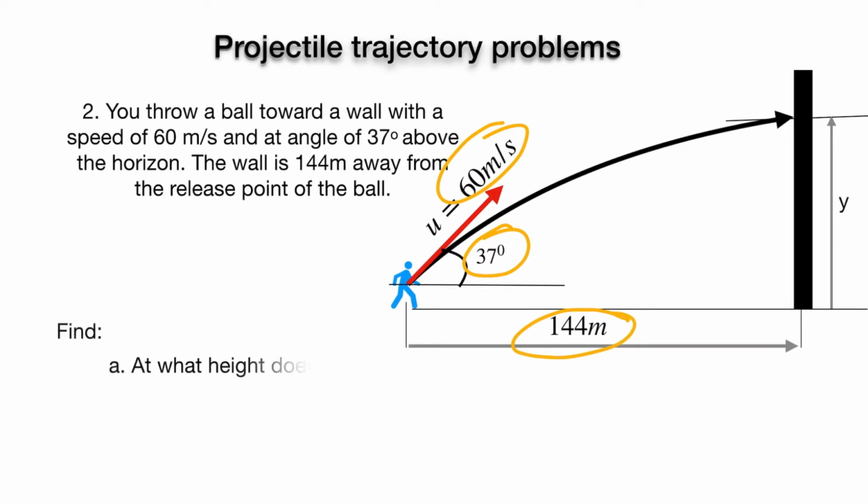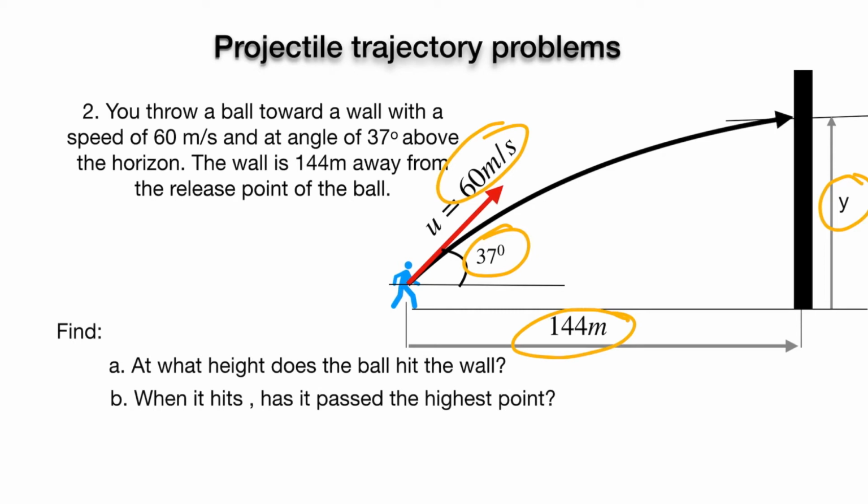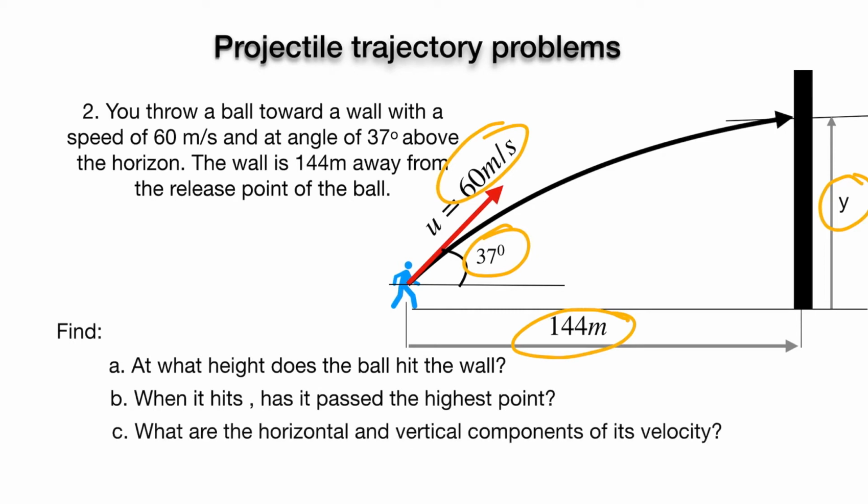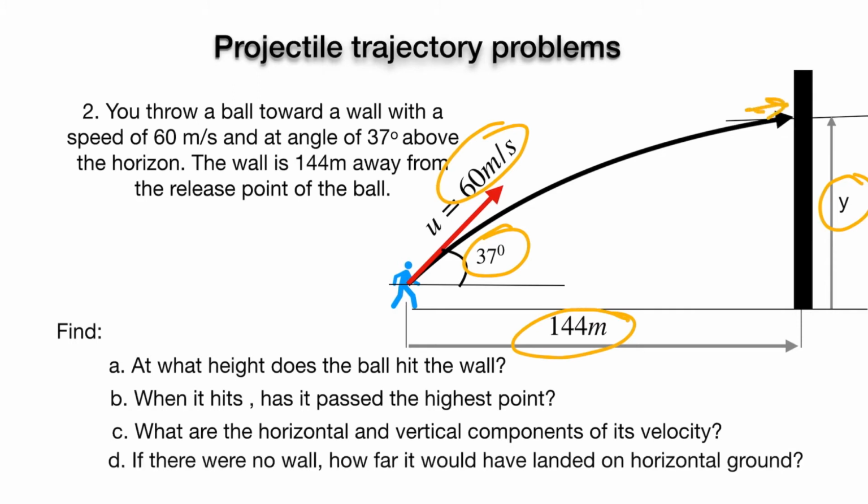Now we have to find out: A, at what height does the ball hit the wall? B, when it hits, has it passed the highest point? C, what are the horizontal and vertical components of its velocity at the moment when it hits the wall? And the last one, if there were no wall, how far would it have landed on horizontal ground?